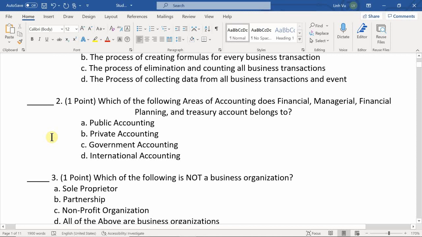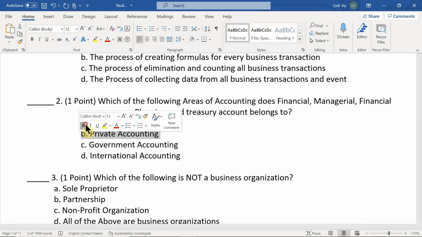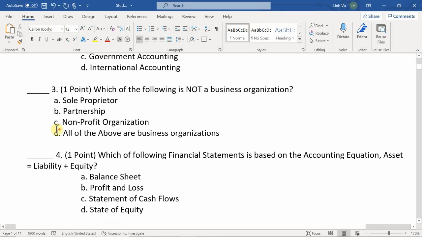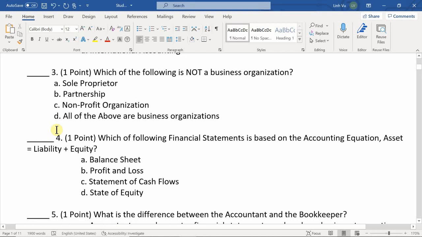Number 2. Which of the following areas of accounting do financial, managerial, and financial planning and treasury accounting belong to? B, private accounting. Okay. All right. Number 3, which of the following is not a business organization?